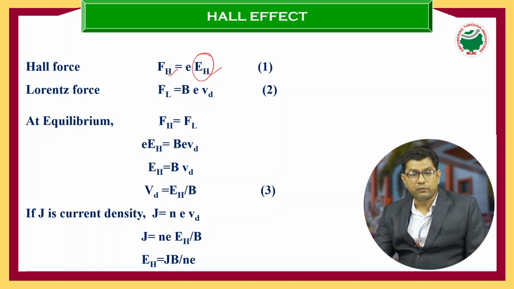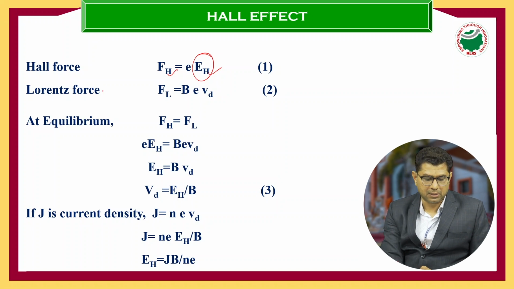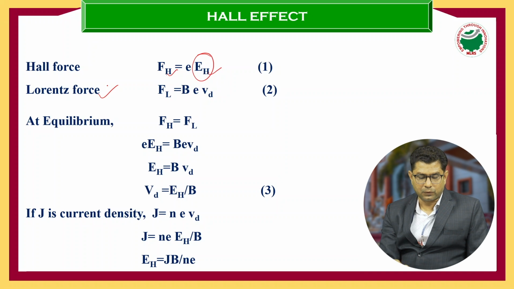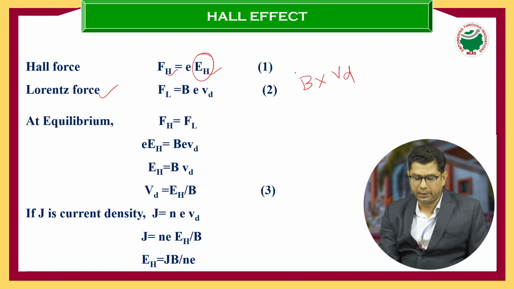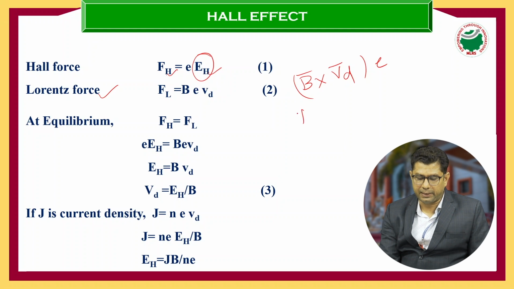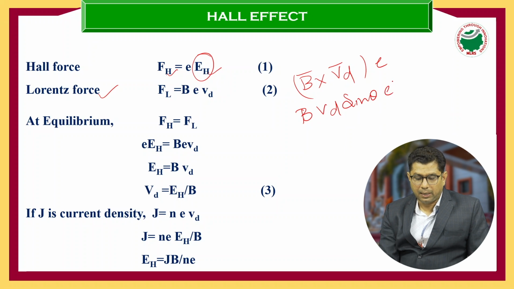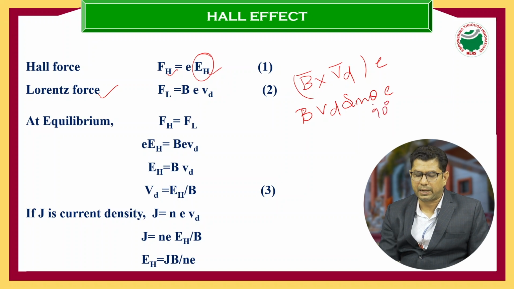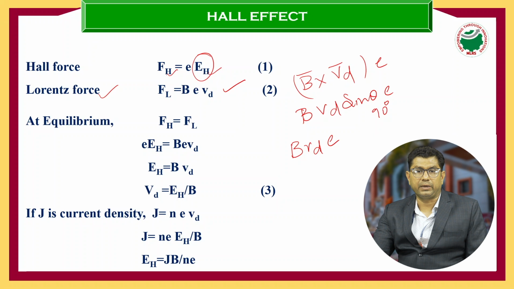Whenever the electron is moving under a magnetic field, it experiences a force. That force is called the Lorentz force. Lorentz force is e into B cross VD, where both of them are vectors. B cross VD is B VD sine theta into e. Here B and VD are perpendicular, so the angle between them is 90 degrees. So the Lorentz force is e B VD.